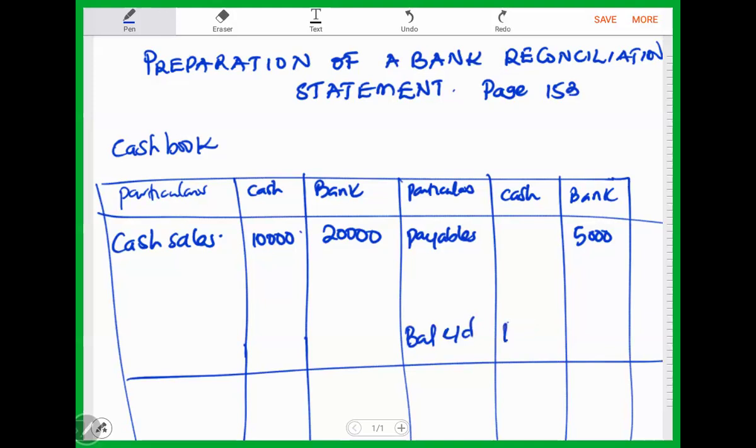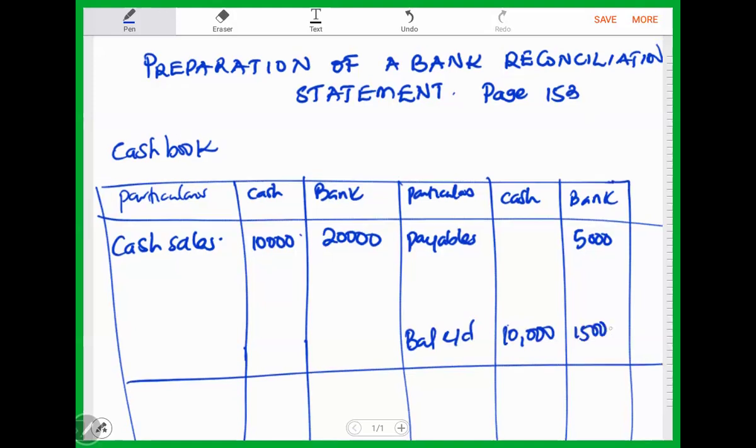And under the bank, because of this payment that you have made, you have 15,000. Those are the balances carried down that you have in the cash book.